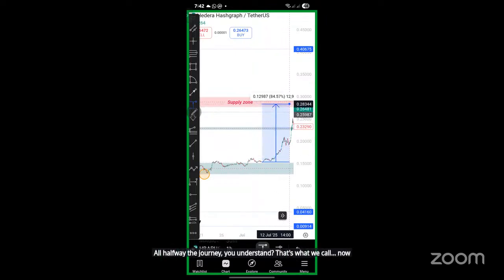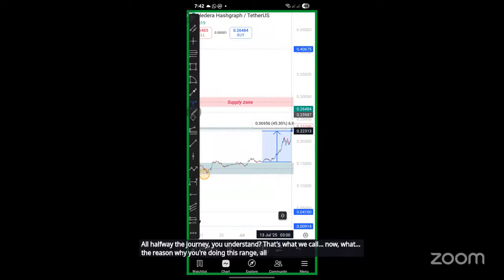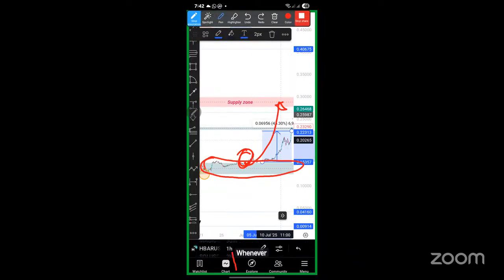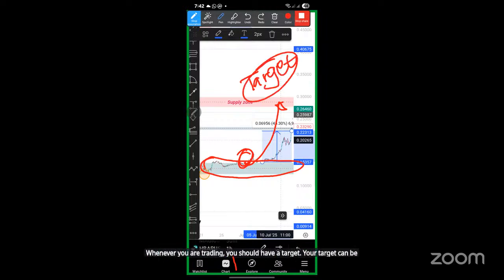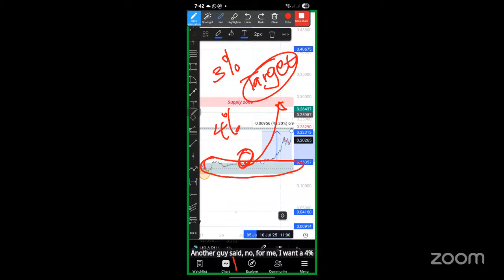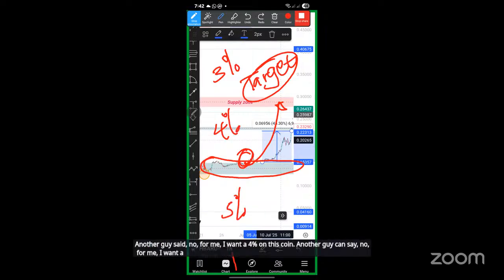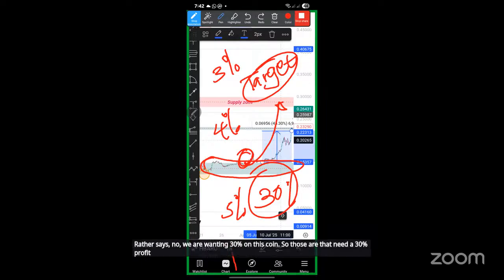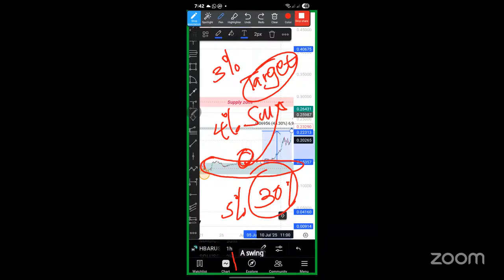The reason why you are doing this range, all this percentage, to see the percentage profit, is that we need to have a target. Whenever you are trading, you should have a target. Your target can be long term or short term. One can say, for me, I need 3% from this coin. Another says 4%, another 5%, another 30%. Those that need a 30% profit, that's what we call swing trading. You take a full swing.